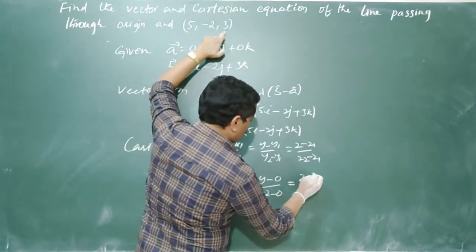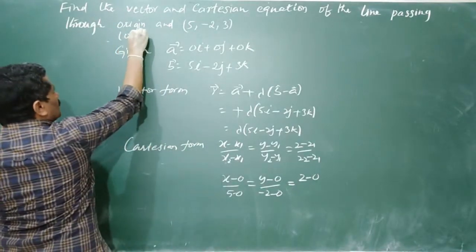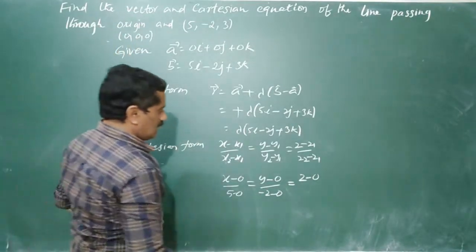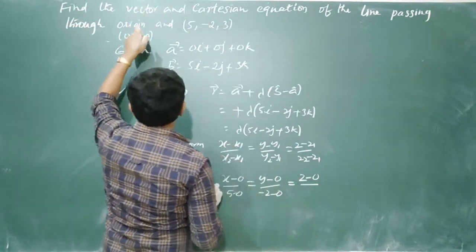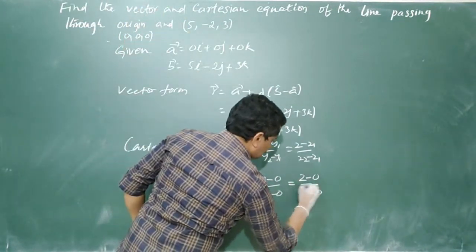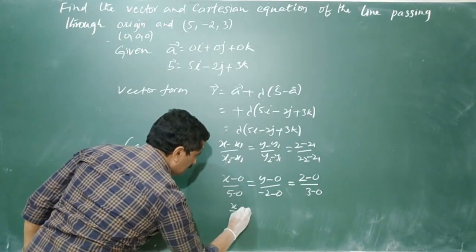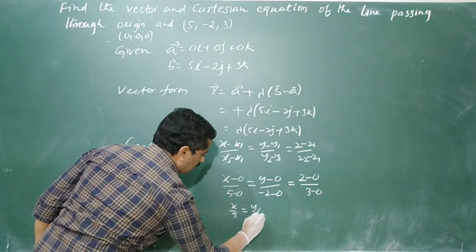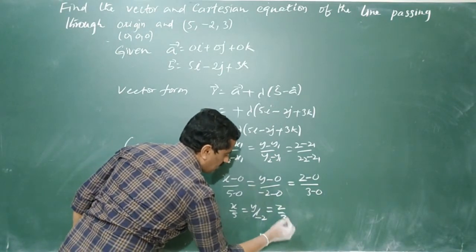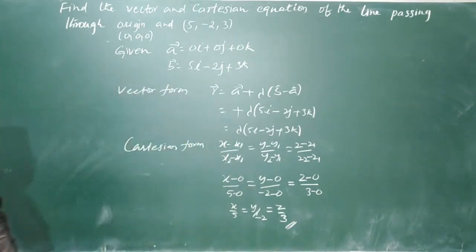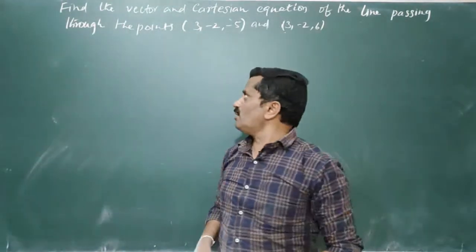What is z1? We have 0. Origin means that is 0 comma 0 comma 0. Again by z2 minus z1, 3 minus 0. Again that implies x by 5 is equal to y by minus 2 is equal to z by 3.